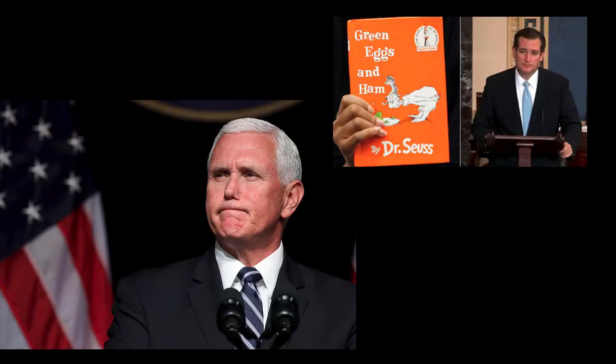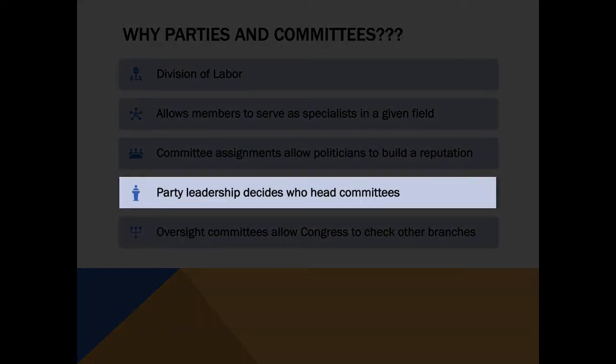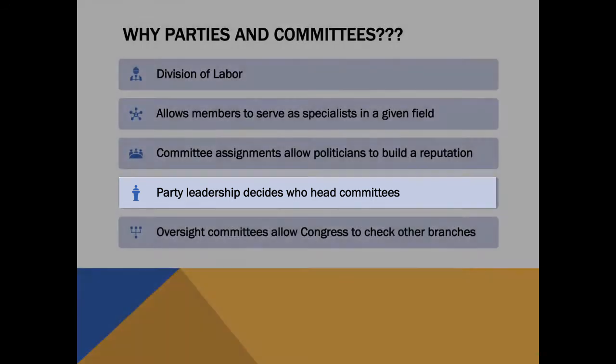Joe Biden has chaired the Senate Foreign Relations and Judiciary Committee, Bernie Sanders has chaired the Veterans Affairs Committee, and Mike Pence and Ted Cruz, both of whom are considered top Republican contenders for the presidency in 2024, have all held top leadership positions in congressional committees. Fourth, party leadership plays the biggest role in the who gets what game, as the majority party in Congress gets to appoint all chairpersons to committees and subcommittees.